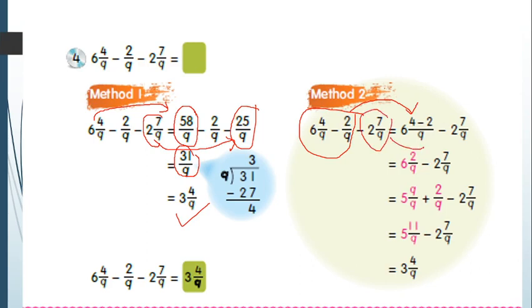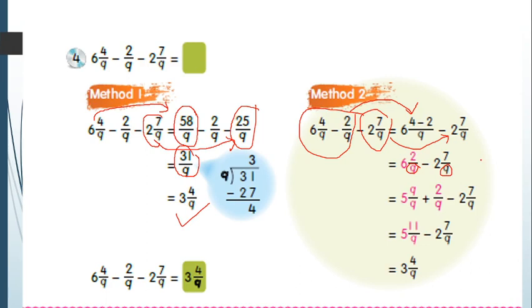This one stays. Okay, look here: 6 2/9 minus 2 7/9. Look at the denominator. Is it the same? Yes, so you can subtract already.